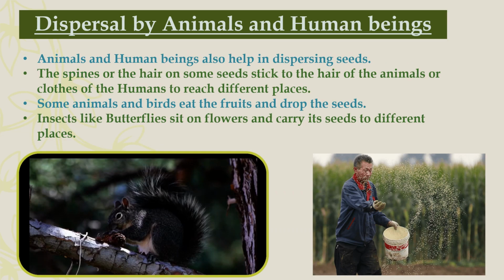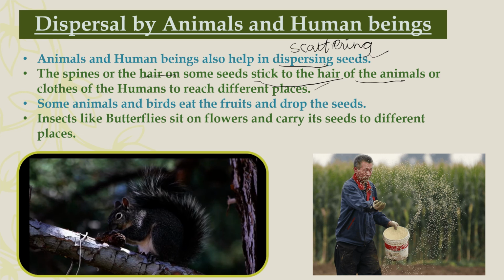Next is the dispersal by animals and human beings. Animals and human beings also help in dispersing seeds, taking seeds from one place to another. The spines or the hair on some seeds: some seeds have spines, thorn-like things, and some have hair on them, and that sticks to the hair of the animals or clothes of the humans to reach different places.